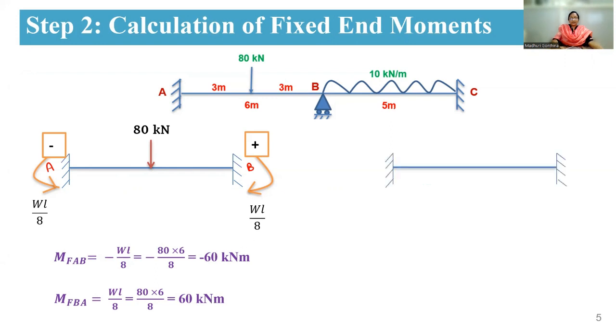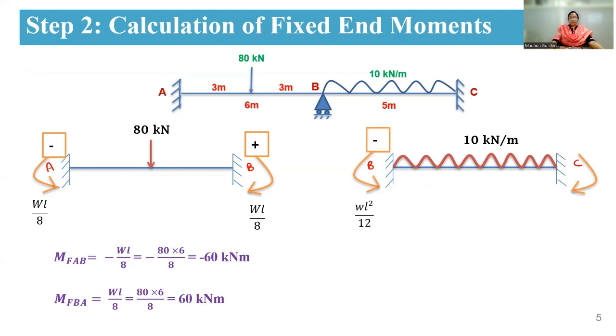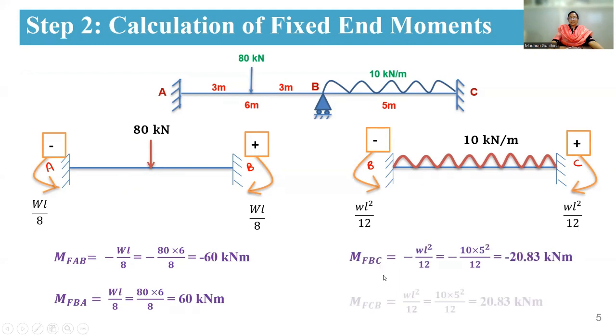Now coming to the next span, that is your BC span. So here you are having a UDL of 10 kilonewton per meter. So here you are getting same hogging moments at B and C. At B you are having anti-clockwise, therefore it is negative. And the formula for this is WL square by 12 when you are having a UDL. Similarly at C it is a clockwise direction. Therefore it is positive. And here you are having plus WL square by 12. Finding out the fixed end moments at BC and CB, you're having minus 20.83 and plus 20.83. So this is how you're going to calculate the fixed end moments.